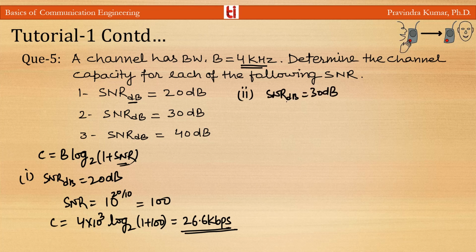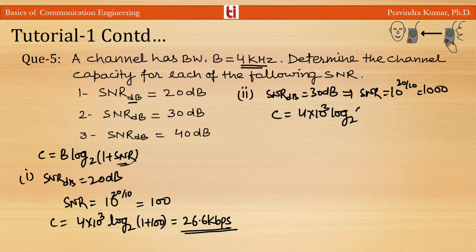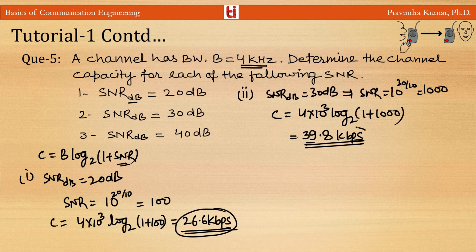I have increased SNR by 10 dB, or in normal case SNR will be 10 to the power 3, or 1000. So the capacity will be 4 into 10 to the power 3 log 2 (1 plus 1000). So it will be approximately 39.8 kbps. So here you can see capacity is increased if I increase my SNR.